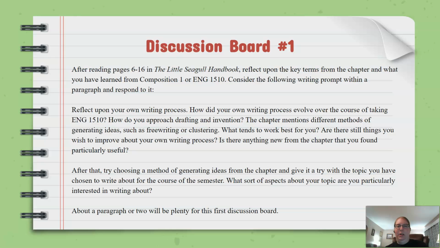How did your own writing process evolve over the course of taking English 1510? How do you approach drafting and invention? The chapter mentions different methods of generating ideas, such as free writing or clustering. So what tends to work best for you when you sit down and start drafting? Are there still things you wish to improve upon your own writing process during the course of Composition 2? Is there anything that you really would like to work on or focus on, or things that might need improvement? Is there anything new from the chapter that you found particularly useful?